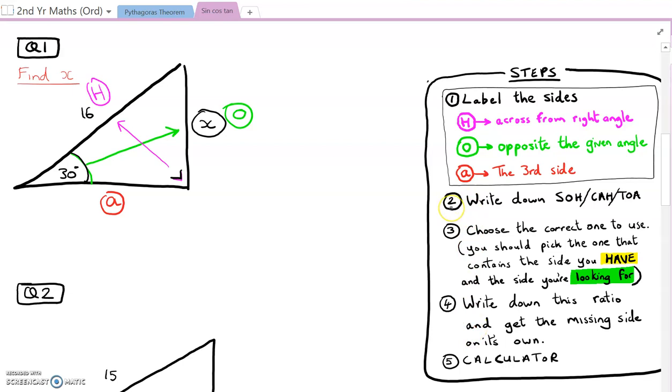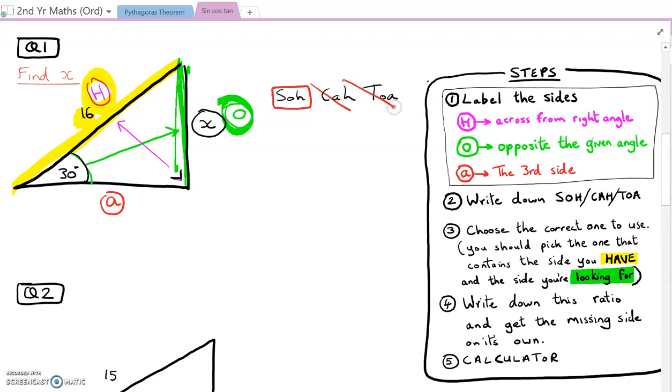Okay, step 2, write down Sohcahtoa. I'm going to do it over here where there's a bit of space. Sohcahtoa. Now step 3, choose the correct one to use. You should pick the one that contains the side you have. I have this side, look, it's right there. So I have H. And the side you're looking for, which side am I looking for? This side right here, which is O. So which has O and H? Oh, it's sine again. Okay, I'm going to pick that one.